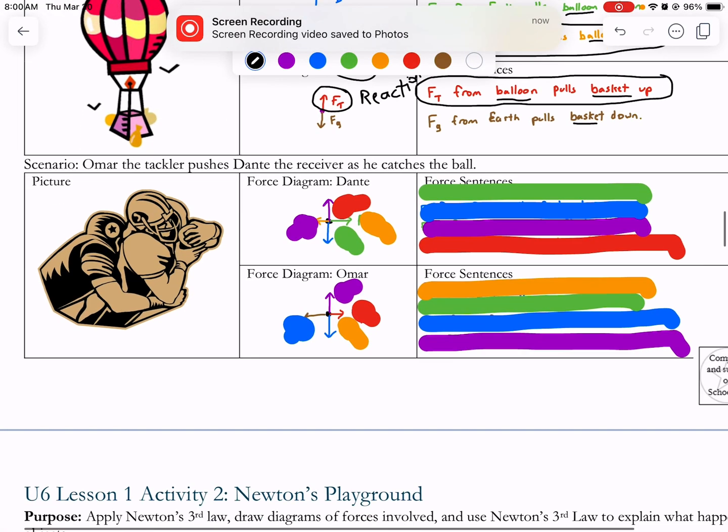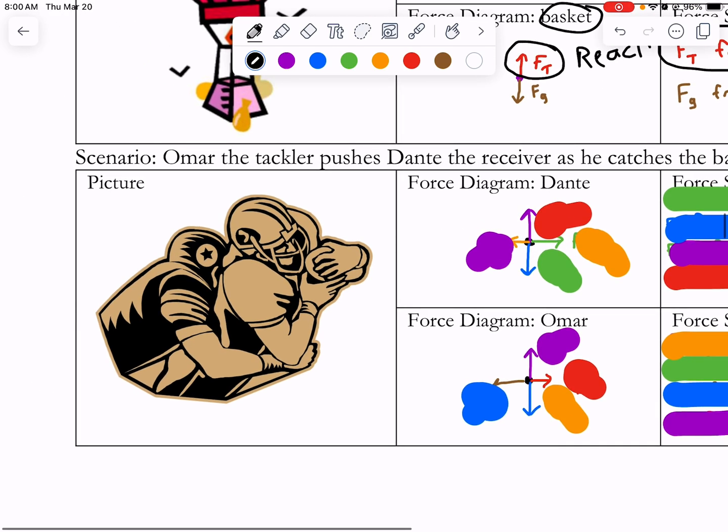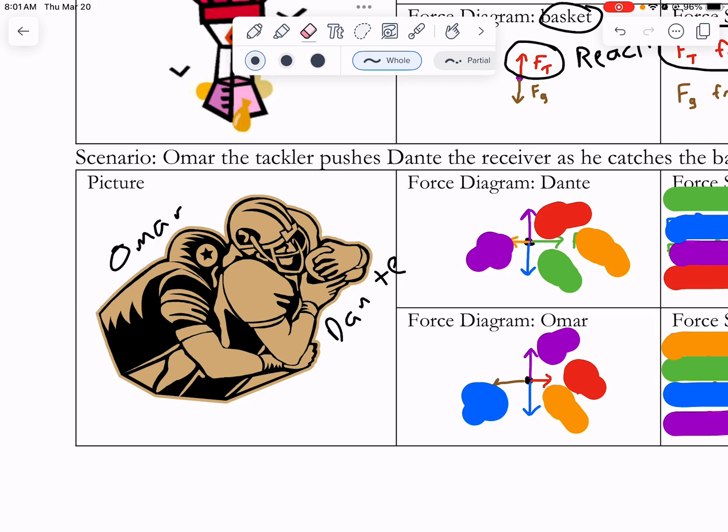All right, let's look at our last example here. We've got Omar, the tackler, pushes Dante, the receiver. Let's just label these guys. So this is Omar because he's tackling, and this is Dante because he's got the football. Whoa, I totally misspelled Dante there. Let me just get rid of that E and then move this. Oh, there we go, Dante.